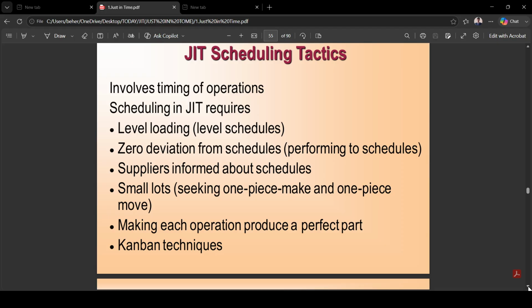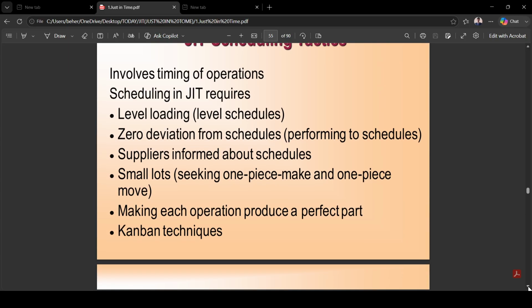JIT scheduling tactics involve timing of operation scheduling in JIT: level loading, level scheduling, zero deviation from scheduling, performing to schedule, suppliers informed about the schedule, small lots, keeping one piece make and one piece move, making each operation produce a perfect part. Kanban technology.